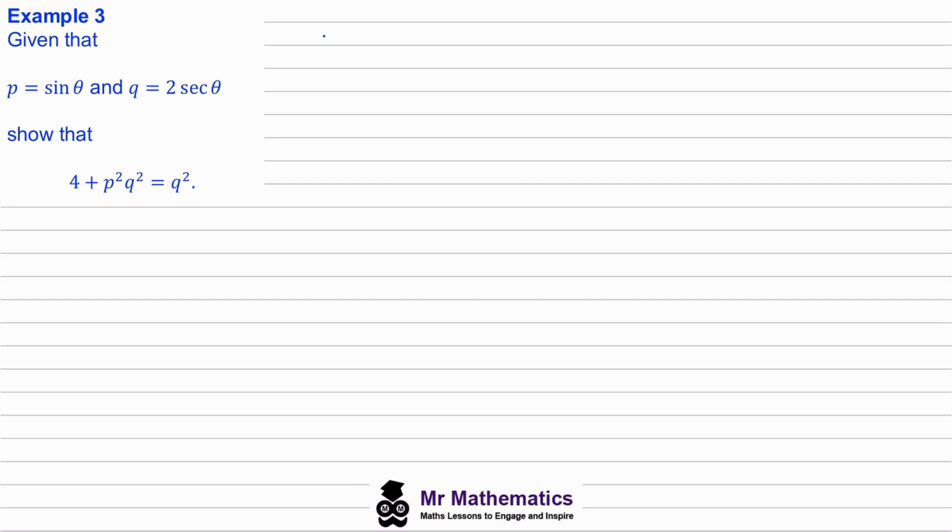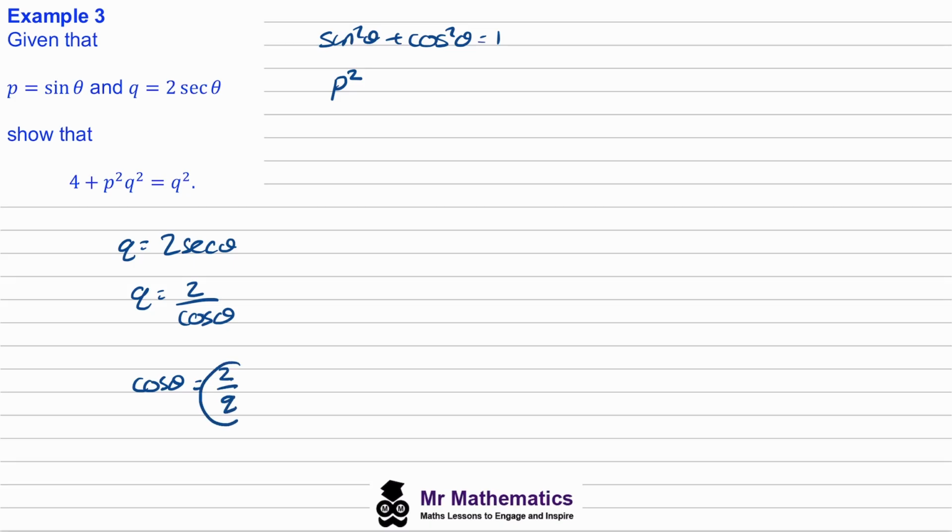Okay, so welcome back if you had a go. So if we think that sine squared plus cos squared equals 1, then we need to make cos and sine the subject of each of these equations. Well, we're told that sine theta equals P, so sine squared would be P squared. And if Q equals 2 sec theta, then this is the same as 2 over cos theta. So cos theta will equal 2 over Q. Then we can substitute this into here, and we get 2 over Q squared. This is cos theta squared, and we're told this equals 1.